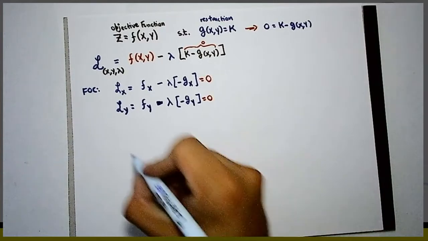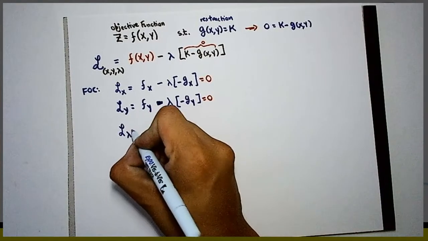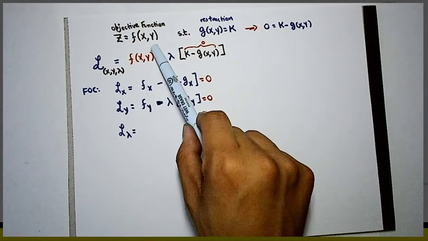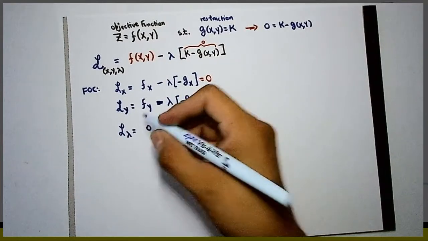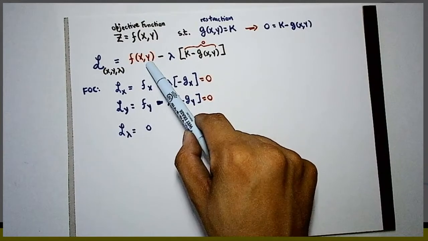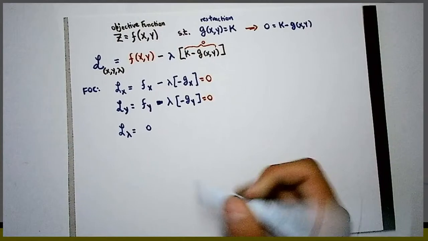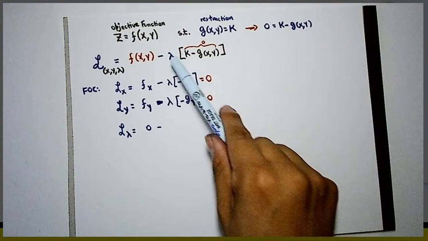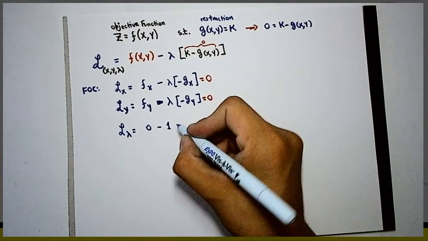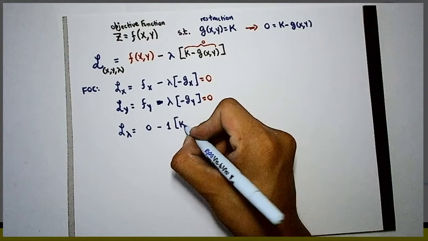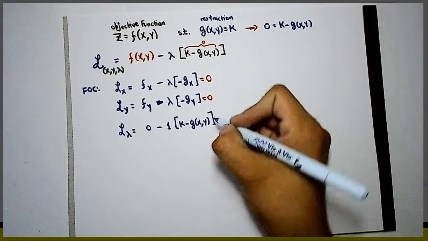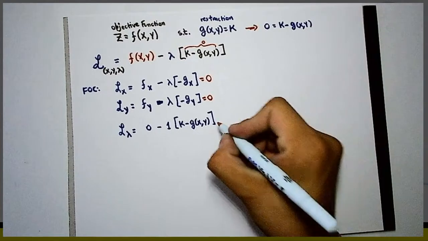And finally, we will have the Lagrange with respect to lambda. The derivative of the function with respect to lambda is 0 because the objective function doesn't have lambda in it. So this is a constant. Minus derivative of lambda with respect to lambda is simply 1 times k minus g, which is a function of x and y. And we set this equal to 0.